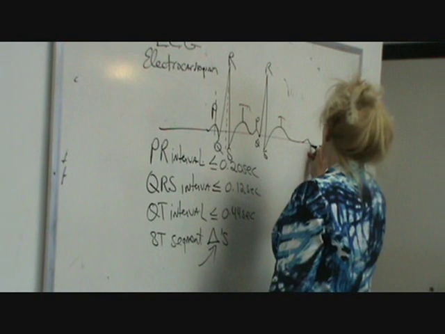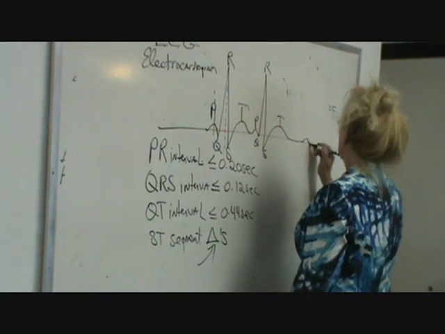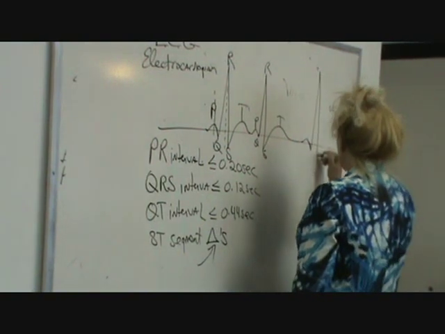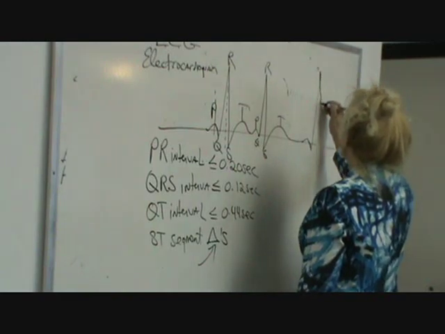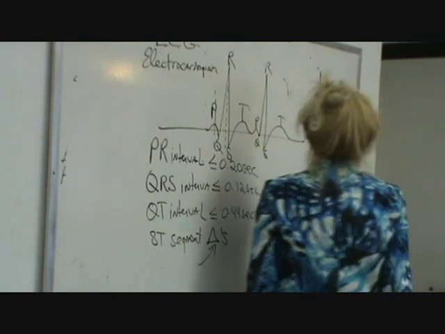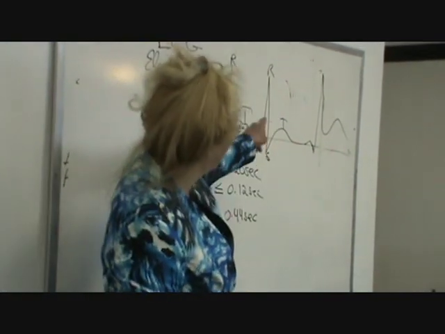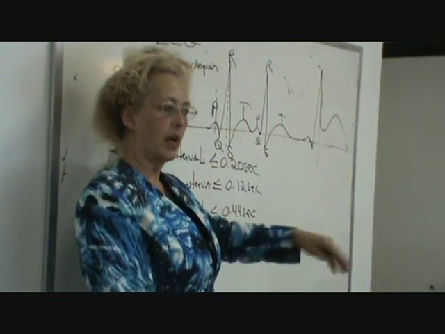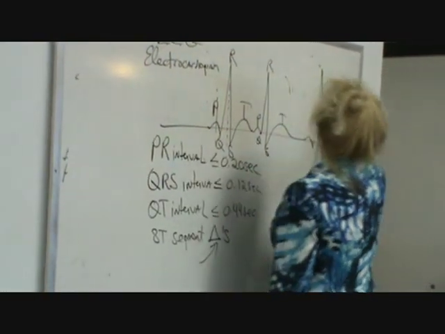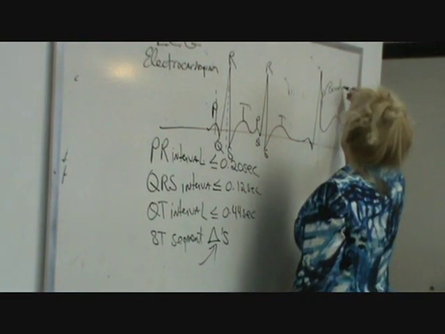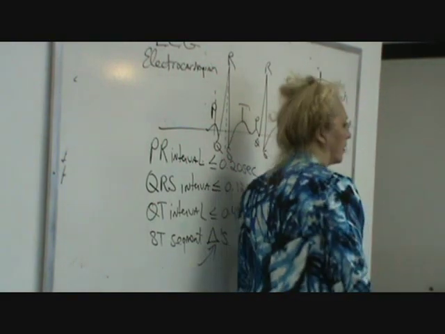P, Q, no, PAC, P, Q, R, S. See that? That doesn't look normal. Oh goodness, what in the world is going on there? Well, the little blip that makes it look like it's pregnant up there is called a bundle branch. This is called a bundle branch, B-U-N-D-L-E.